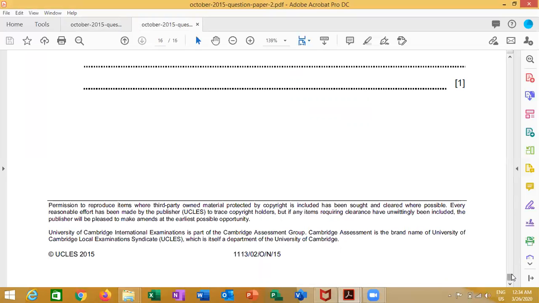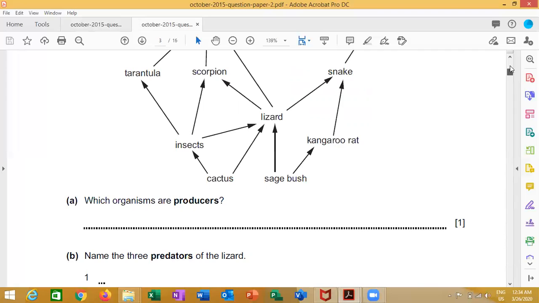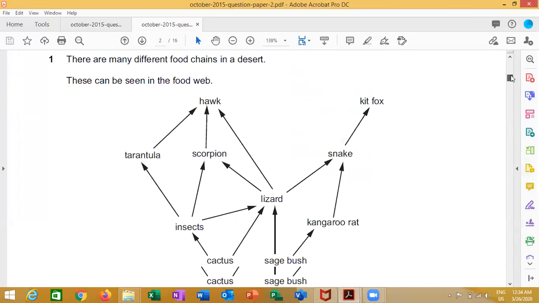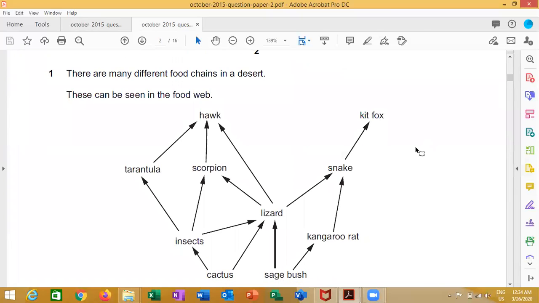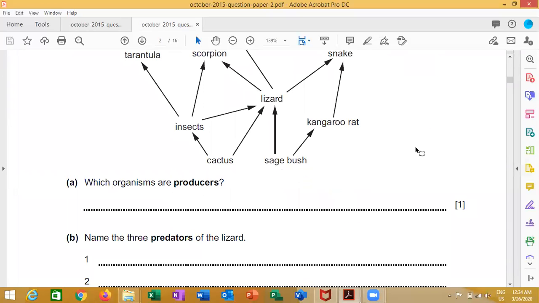Let's start with question 1. He shows us more than one food chain overlapped together. We say this is a food web. Which organisms are producers? The producers here are the living organisms that can make their own food, like the cactus and sagebush. Question B, he wants 3 predators of lizards.